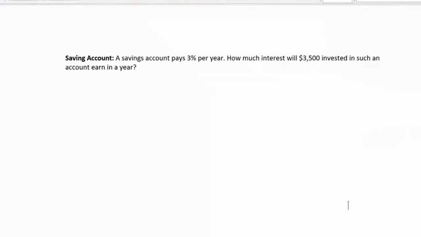So we're going to use the simple interest formula, which is I is equal to the principal times the rate times the time. And we're going to substitute the principal for $3,500. We're going to substitute the rate for 3%.